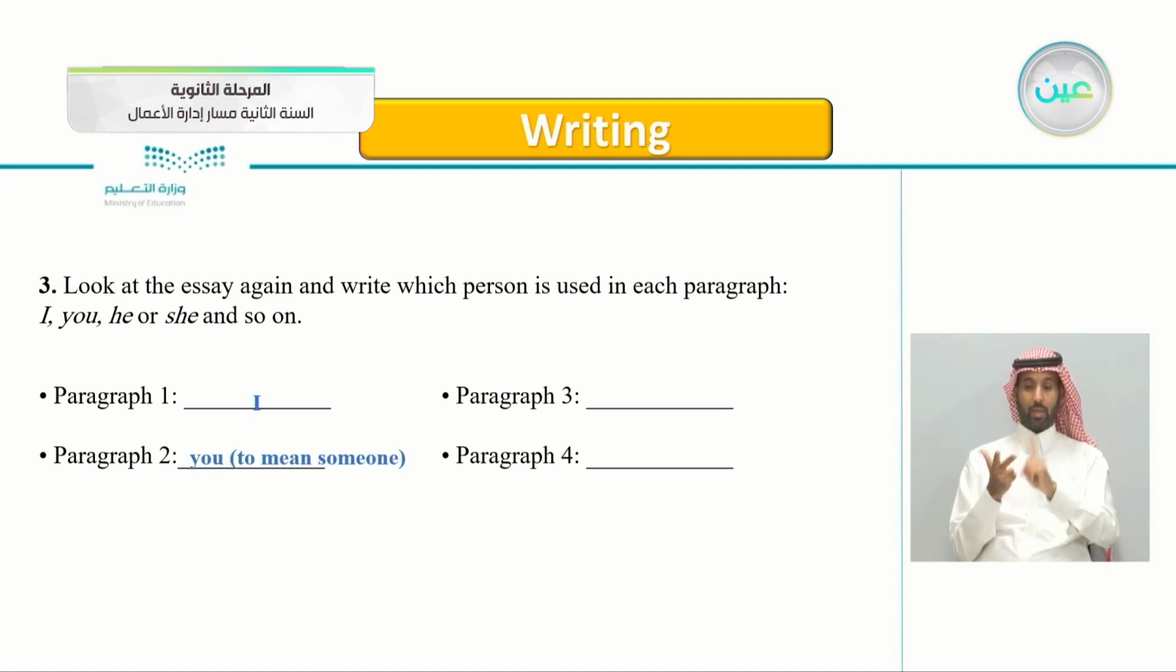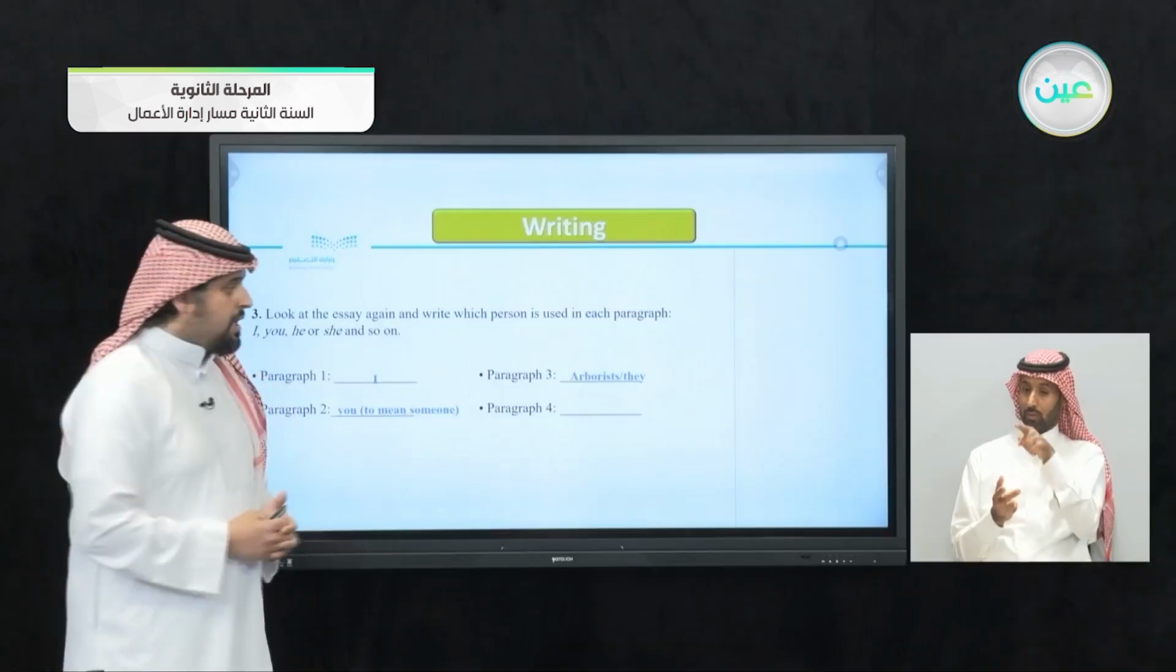Number 3, paragraph 3. You can check the article and read the paragraphs before you answer. Again, paragraph 3. Which person is used here in paragraph 3? Look at the paragraph. Okay, let's answer number 3. Arborist, they. He used they, referring to the arborist.